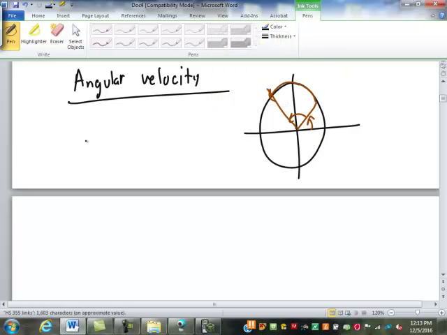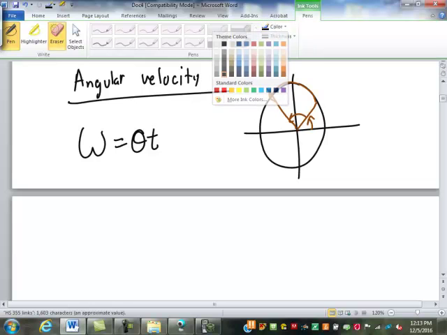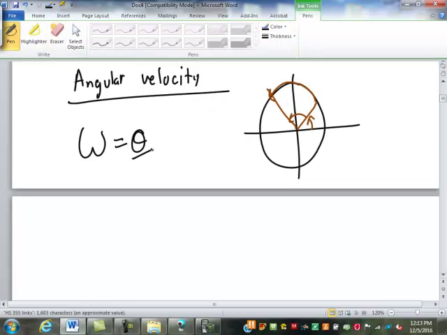So angular velocity, which I believe, are you guys using omega as your symbol for angular velocity? Okay. Is your radians divided by time. So it's in radians per second, radians per hour, per minute, whatever unit of time you're using.